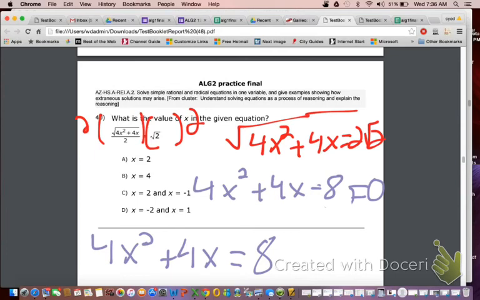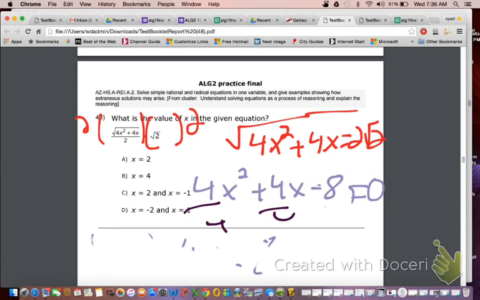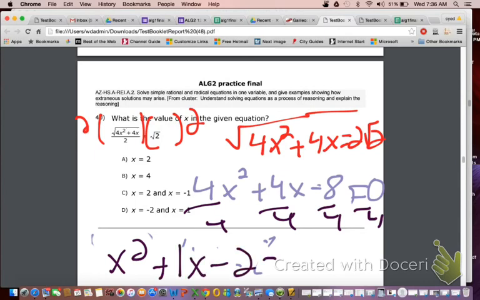Quadratic formula, or, I mean, once it's at this level, you guys should be able to do it no problem, but you always want to make life easier, right? So divide by 4. So we get x squared plus 1x minus 2 is 0. Right? So we got it down to this level, and you can go ahead and complete it.